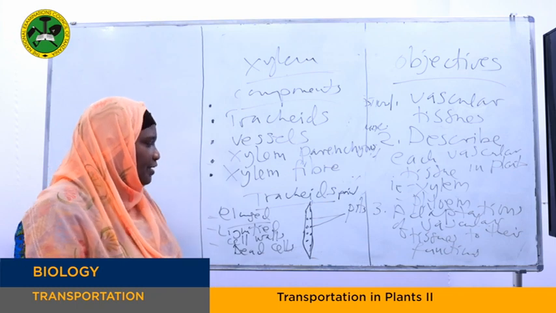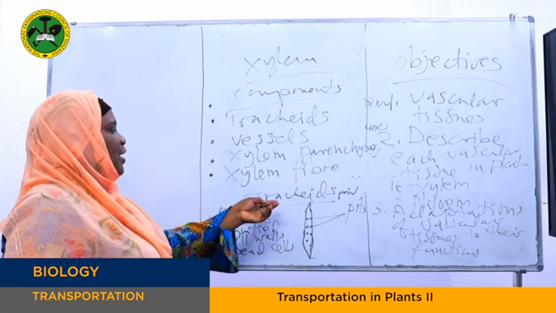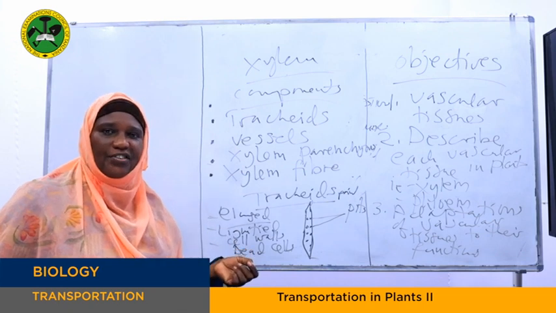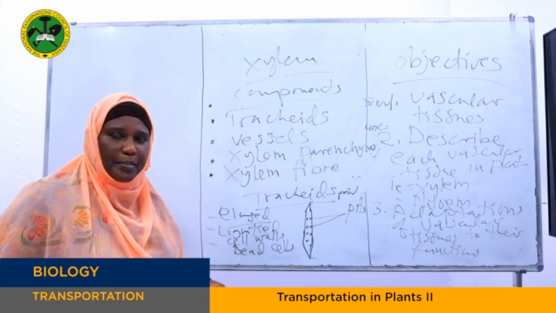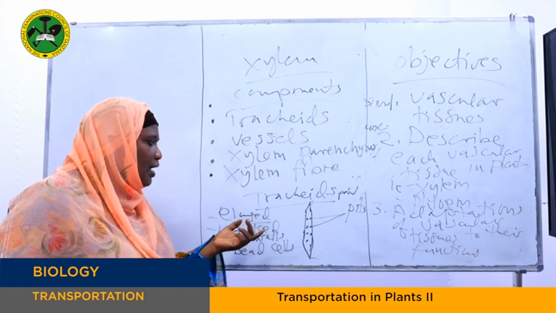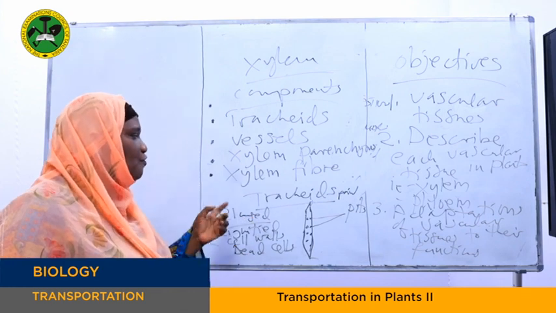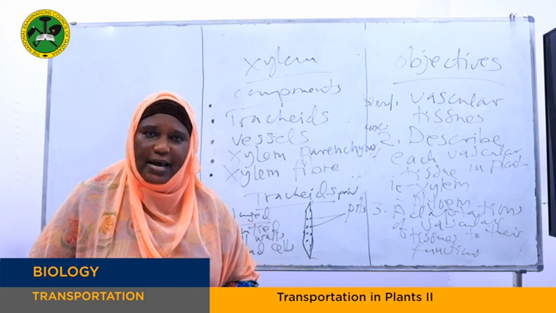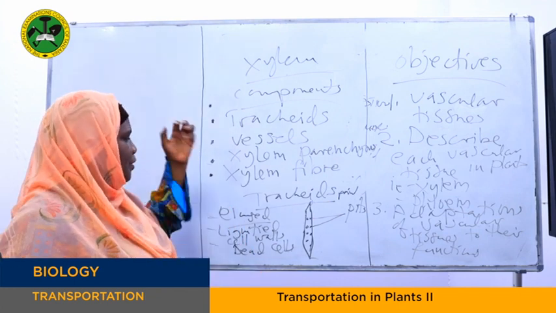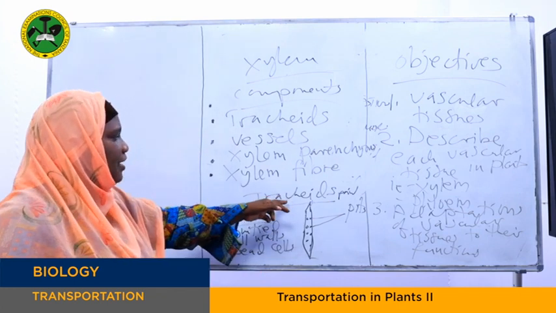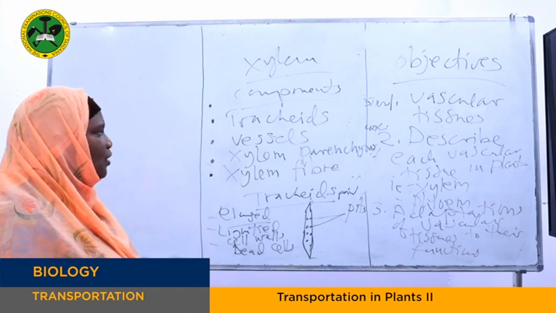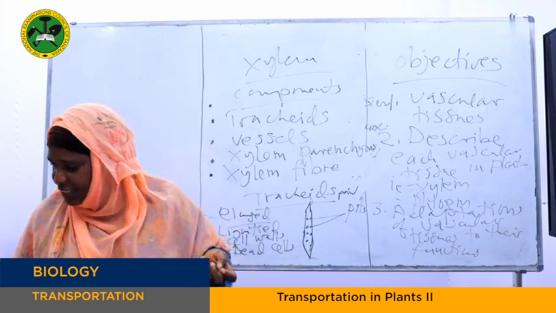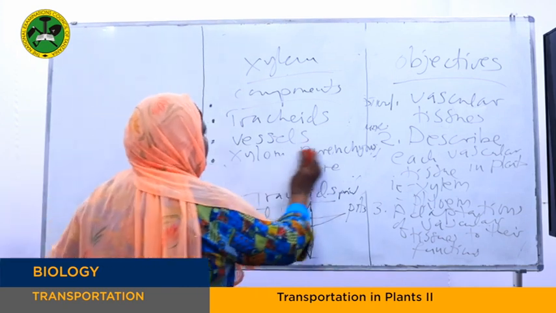And mind you that tracheids are the primitive water conducting structures in plants. They are the only cells which are involved in conduction of water in lower vascular plants. After making description of tracheids, you are also required to go to another component, that is vessel.